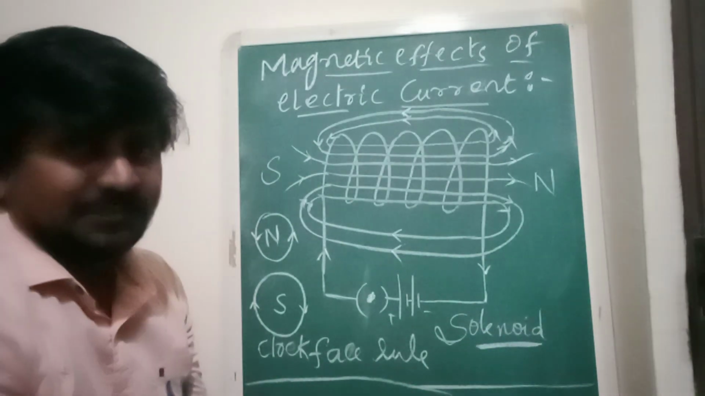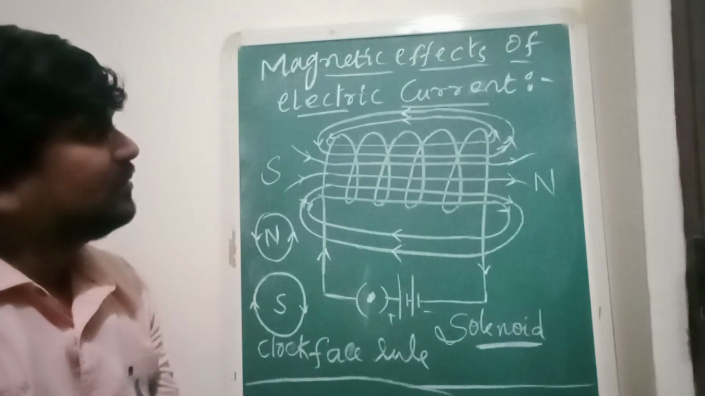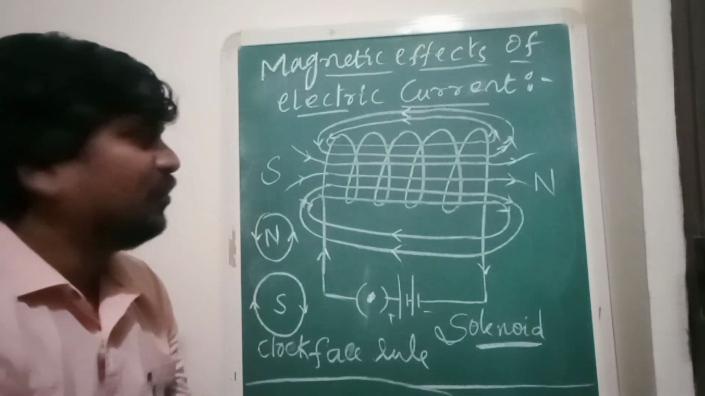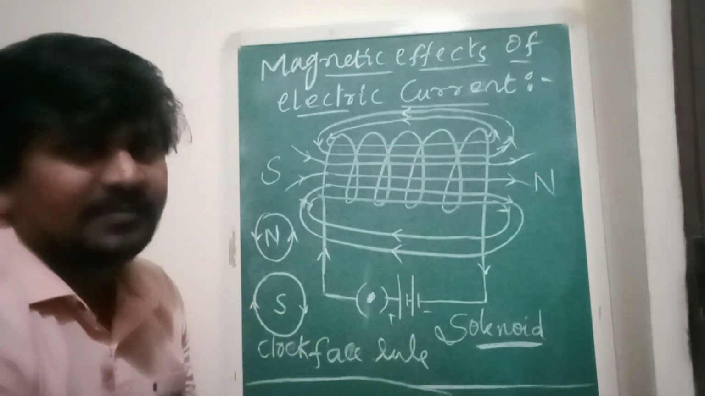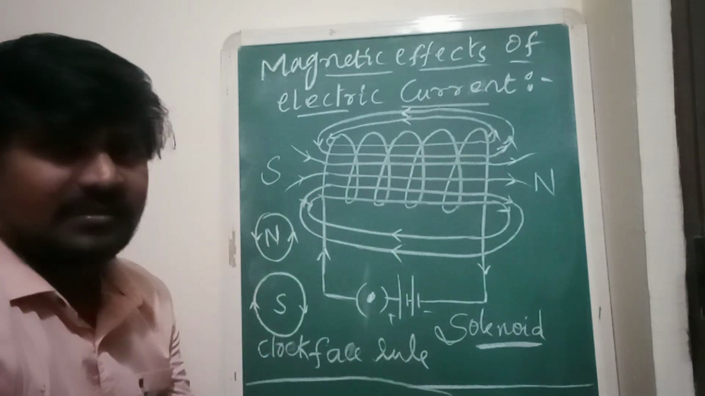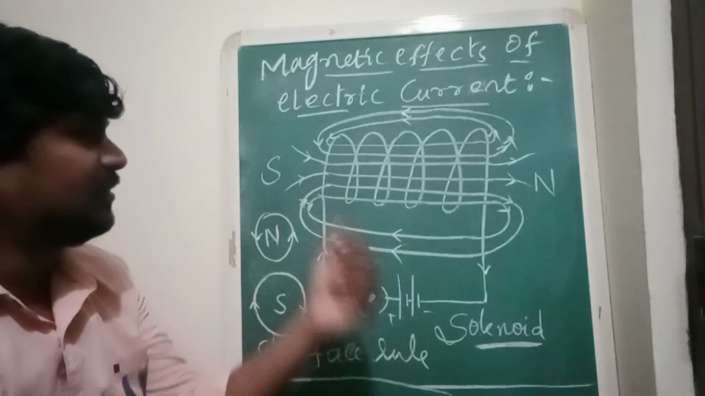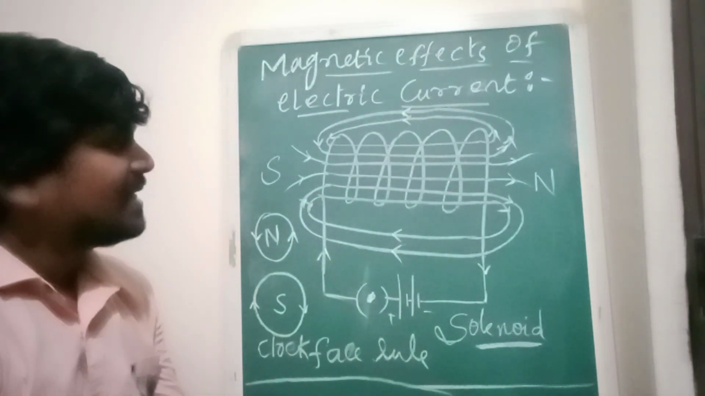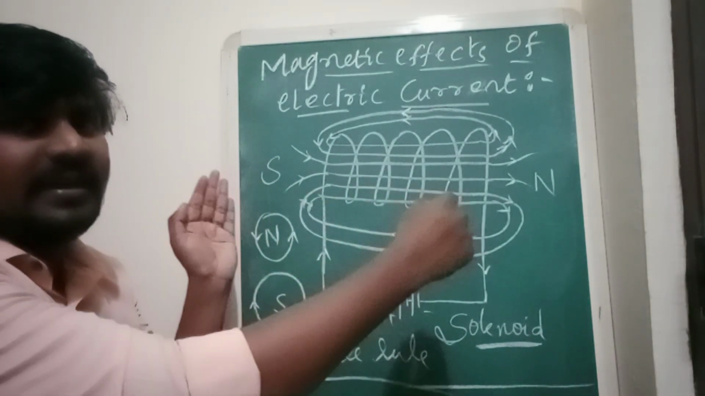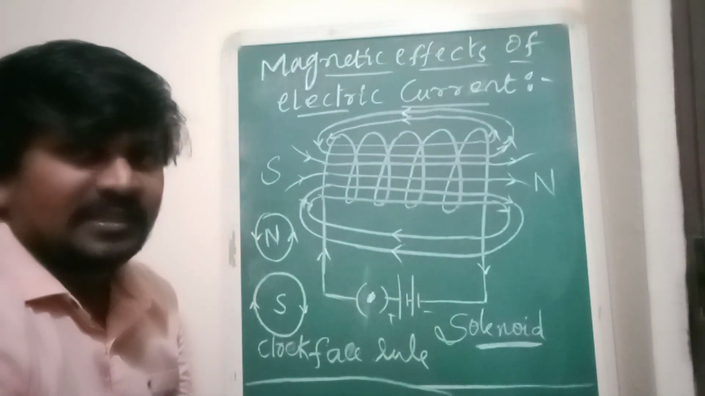What are the factors that influence the magnetic field of the solenoid? First one is the strength of the current, the amount of current passing through the solenoid. Second point, the number of rings. If the number of rings is increased, the magnetic field also increases.